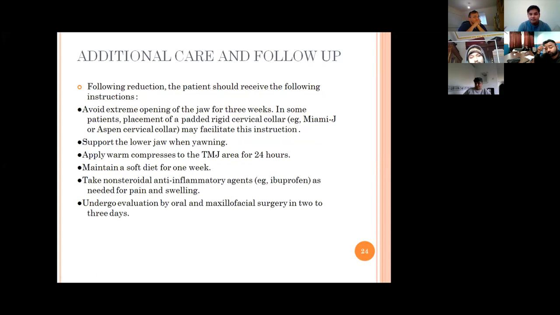Following the reduction, the patient should receive the following instructions. They should be told to avoid extreme opening of the jaw for 3 weeks. In some patients, placement of a padded rigid cervical collar may facilitate the instruction. They should support the lower jaw when yawning, and apply warm compresses to the TMJ area for 24 hours. They should maintain a soft diet for 1 week and take NSAIDs for pain and swelling. They should undergo evaluation by an oral and maxillofacial surgeon in 2 to 3 days.